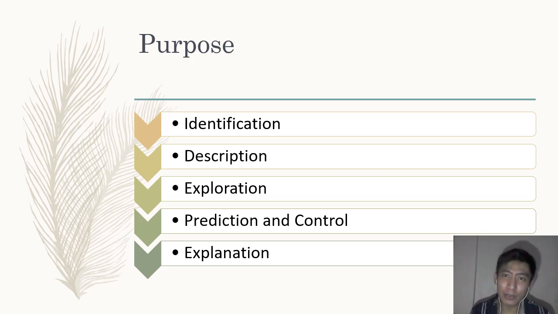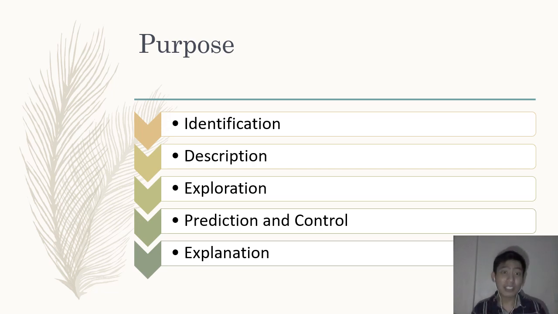Predict and control. Through research, its purpose is for us to predict. If we give this medication, there's a poor prognosis. If we do not give this medication, there will be a good prognosis. In that sense, we give much more empirical and evidence-based decision making to our patients and relatives.